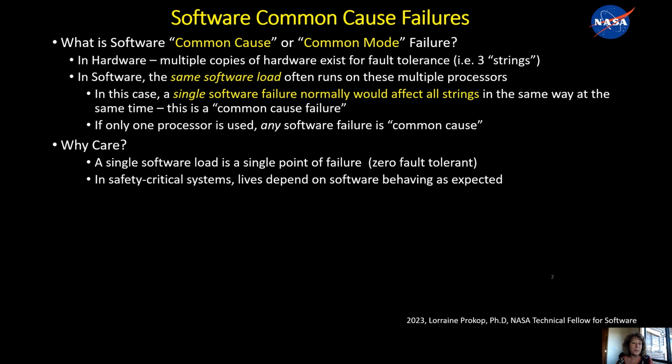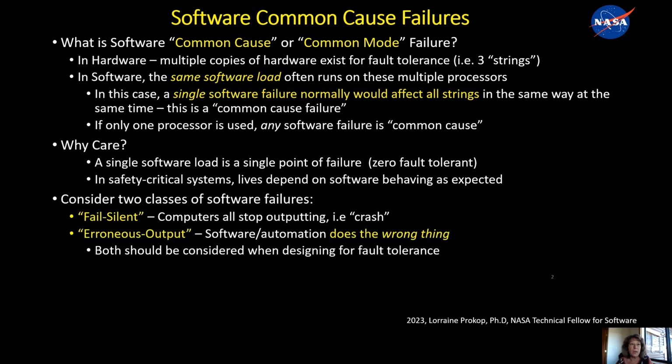So why care about this? It's because a single software load is a single point of failure, so it's zero fault tolerant. And if you have a safety critical system, lives depend on that one set of software doing the right thing. So if you have any software failure, you really have to think about what is going to happen at this point or what can you do about it.